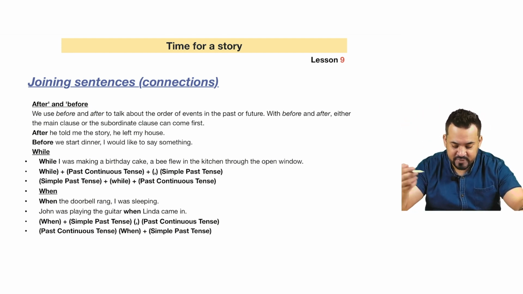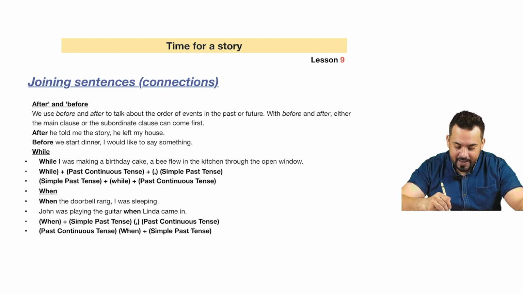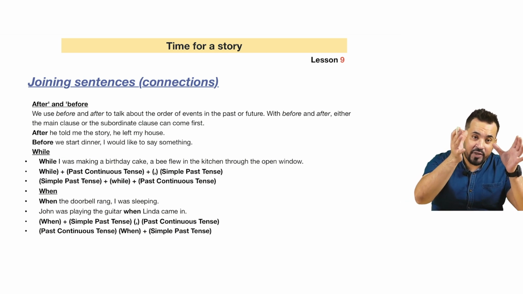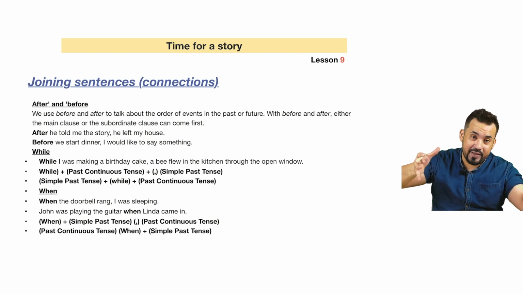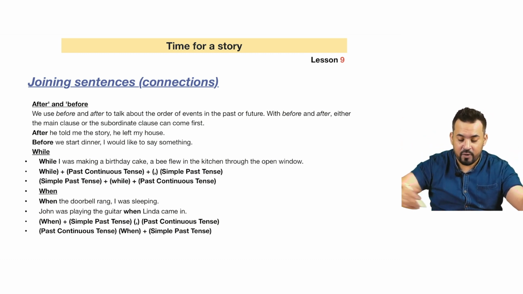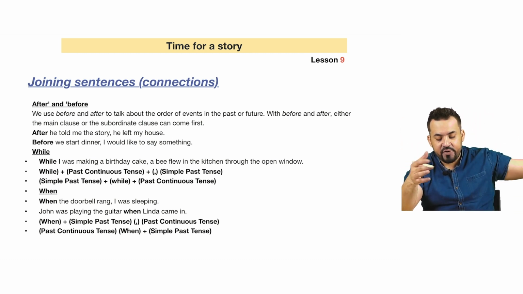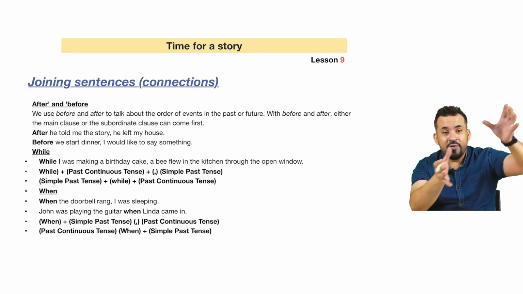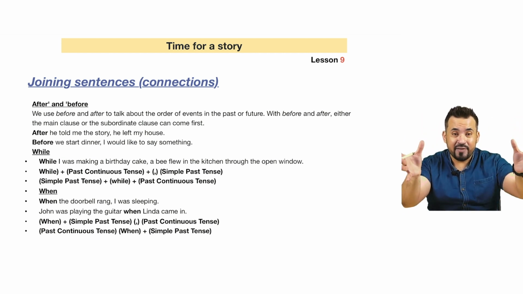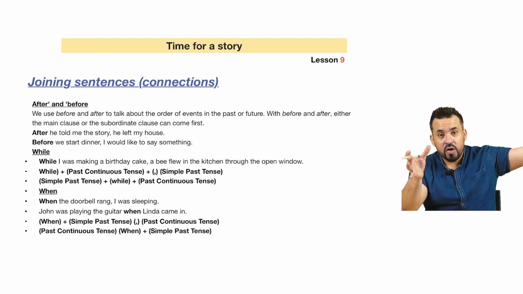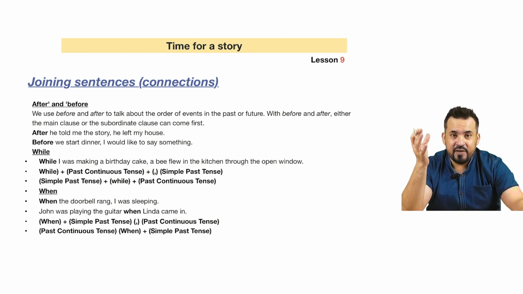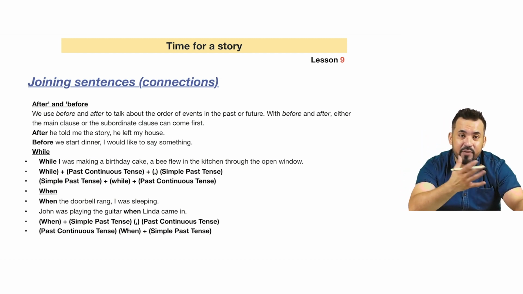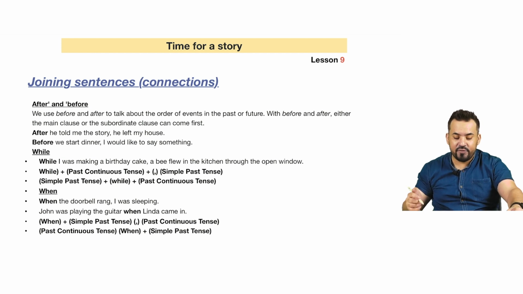So let's take a look at some sentences. After he told me the story, he left my house. So the action was a storytelling. After the action was completed, after he told me the story, he left my house. Before we start dinner, I'd like to say something. Now here, the action was having dinner, and what happened first was he wants to talk before the dinner. So it's basically a tool to show which one happened before the action and which one happened after the action.